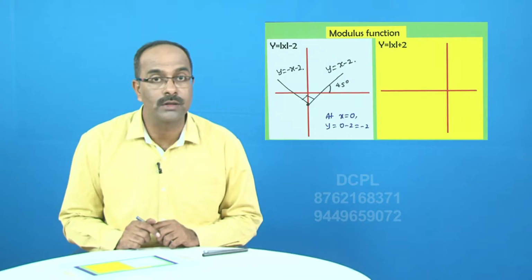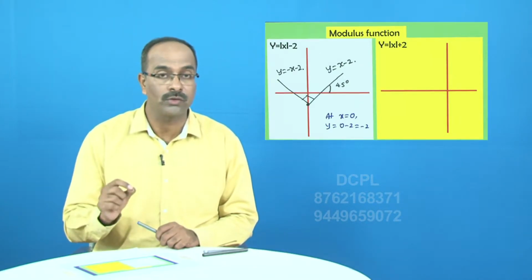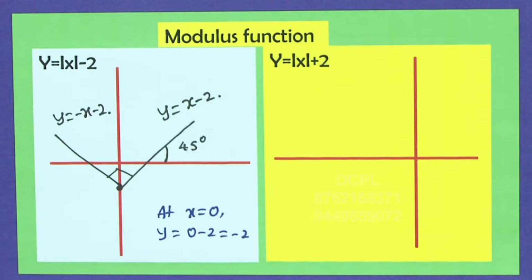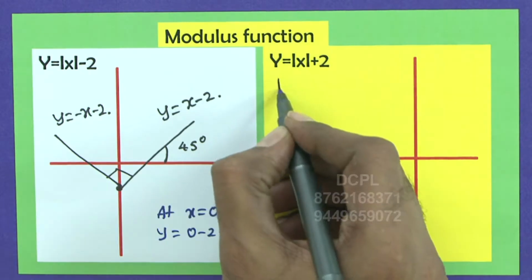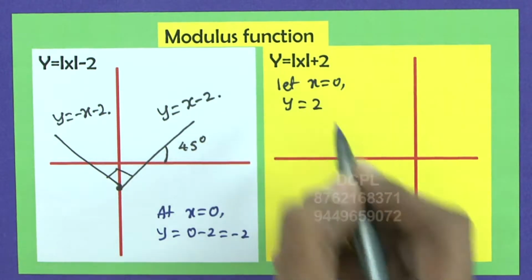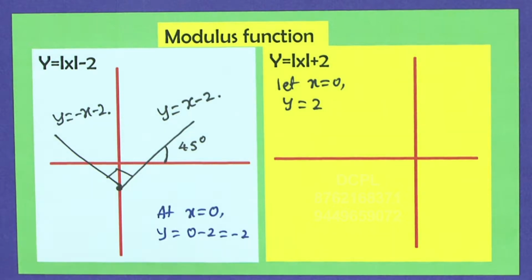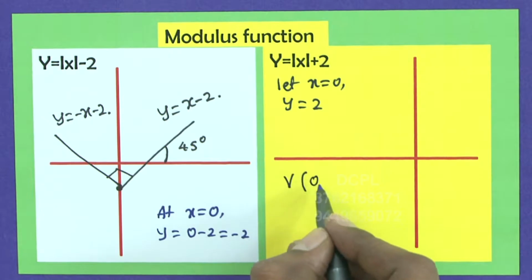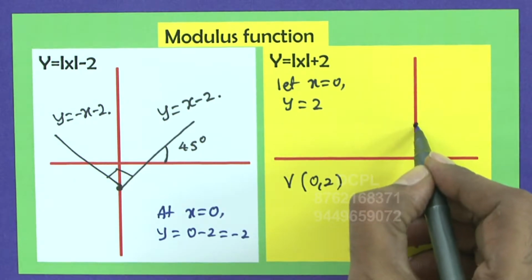Dear students, I hope you have understood the way of writing the graph. Now let us go to the next stage. Y is equal to mod of x plus 2. Equate x to 0, right? Let x is equal to 0. What is y? Y is equal to 2. So, the vertex should be what? 0 comma 2. 0 comma 2 is here.